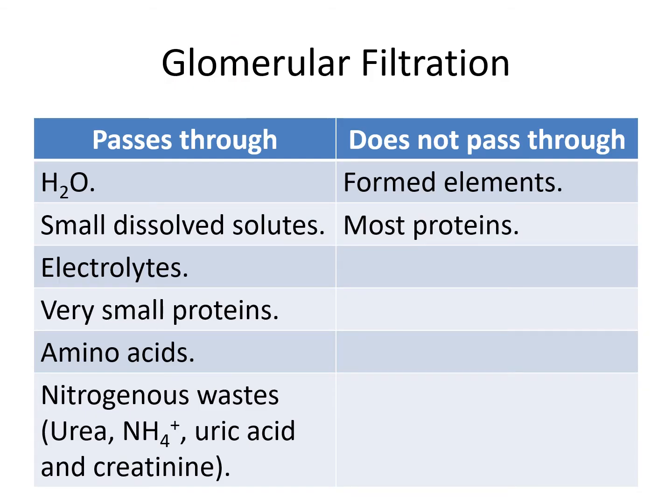Okay, so what does pass through? Well, it's better to say what does not pass through. So most formed elements of the blood and proteins do not pass through. What passes through are water, small dissolved solutes, electrolytes, very small proteins, amino acids, and nitrogenous wastes, which include urea, ammonium, uric acid, and creatinine.